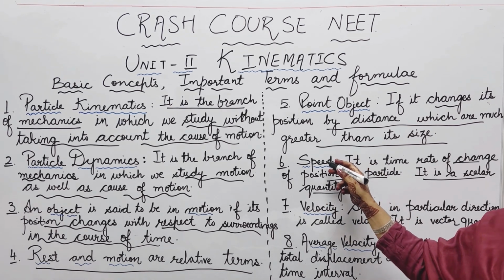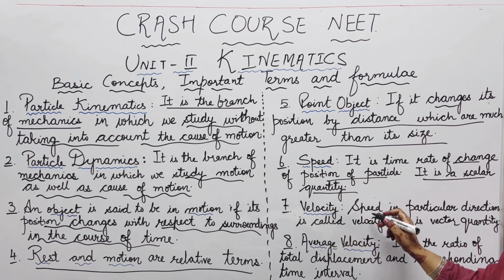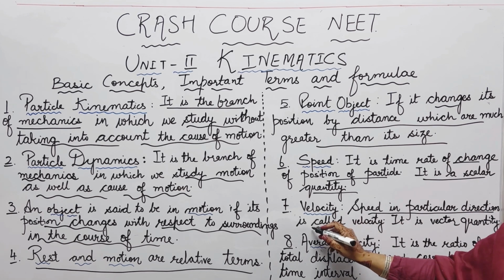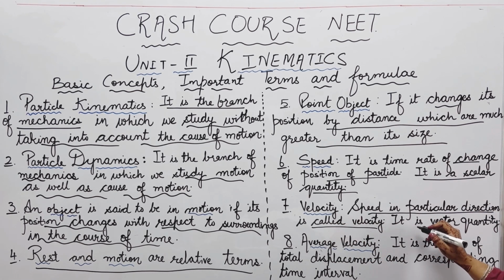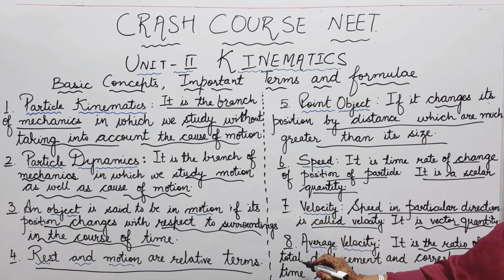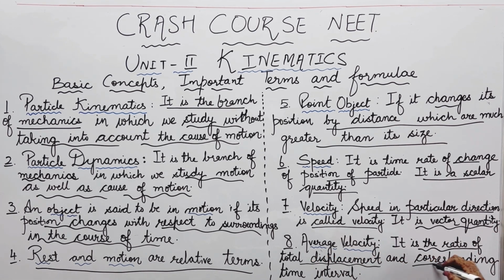Velocity: if we give direction to the body's speed, then speed in a particular direction is called the velocity. It is a vector quantity. Next is the average velocity. It is the ratio of the total displacement and the corresponding time interval for that displacement.